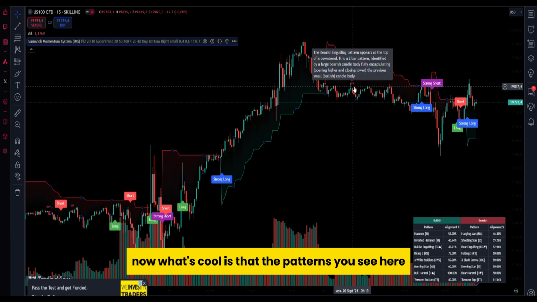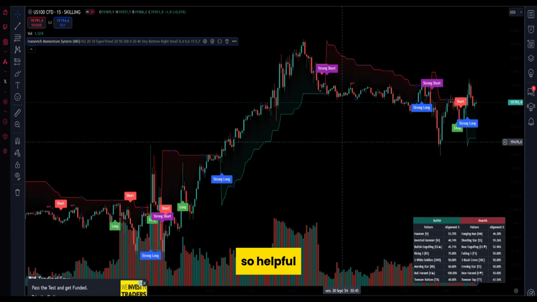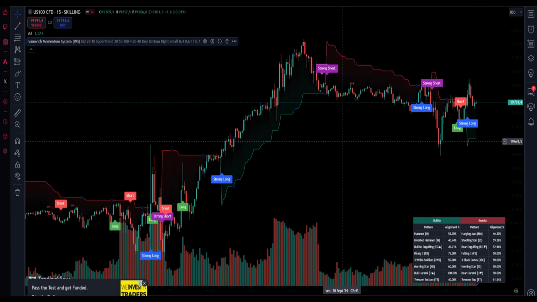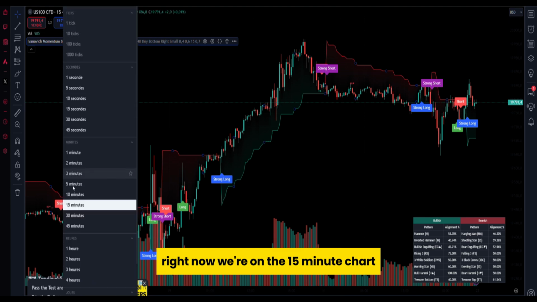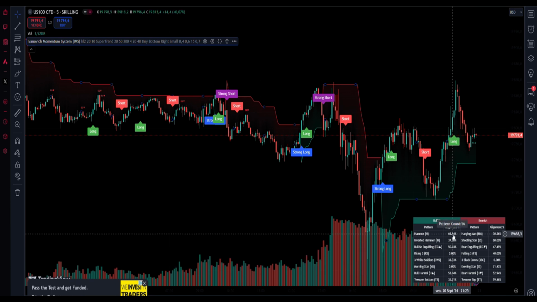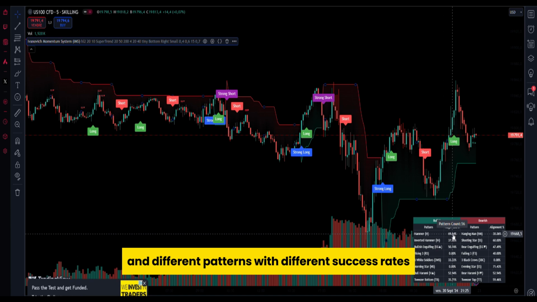Now, what's cool is that the patterns you see here can also be found in this section with a detailed description, so you can easily recognize which pattern has been identified. So helpful! And remember, you can switch between time frames. Right now, we're on the 15-minute chart. Let's switch to the 5-minute. See? Totally different candles and different patterns with different success rates.